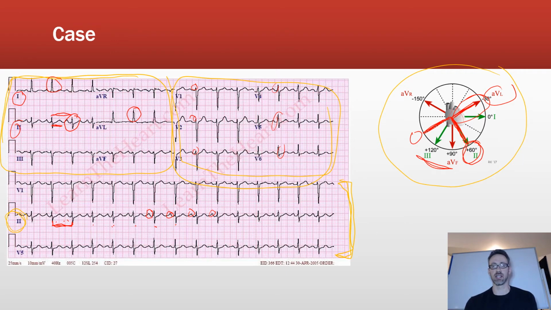Which I don't see any of that. I don't see anything to suggest any kind of ST elevations or depressions. I don't see any pathological Q waves for coronary artery disease.